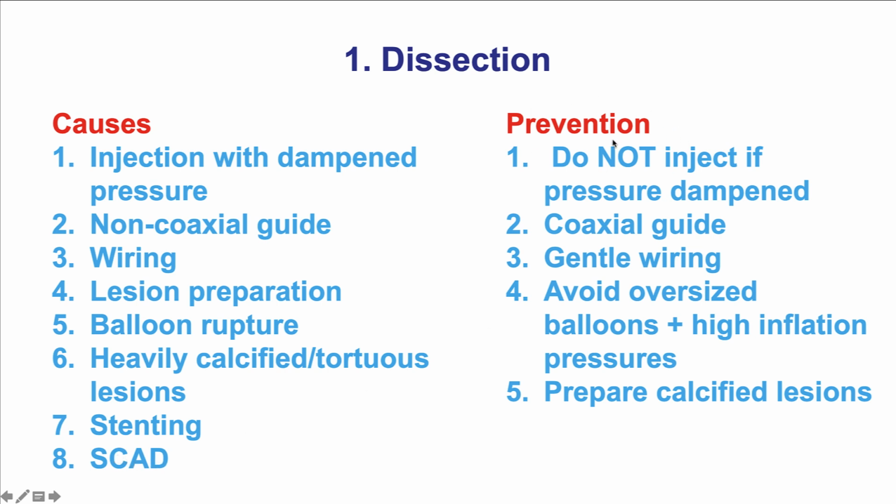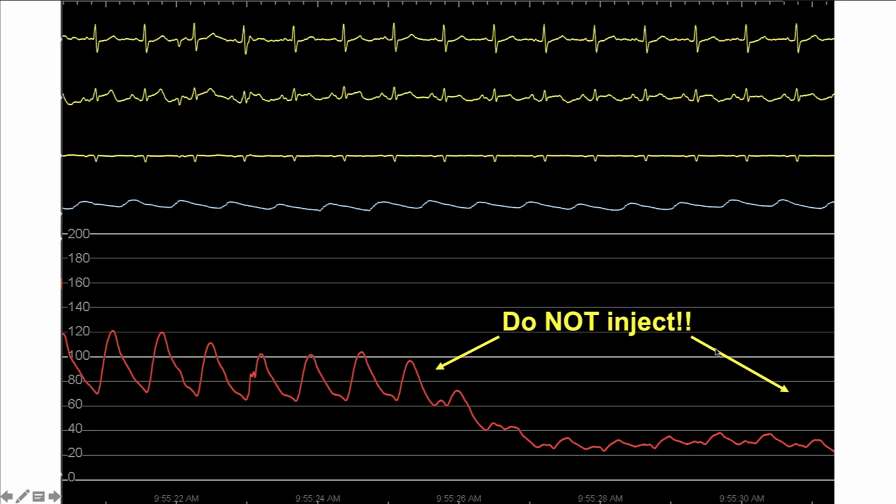As we discussed before, the main way to prevent dissections due to contrast injection is to never inject unless there is a non-dampened pressure waveform, and then to avoid aggressive wiring maneuvers, avoid oversizing balloons and stents and using very high inflation pressures, and adequately preparing heavily calcified lesions prior to stent implantation.